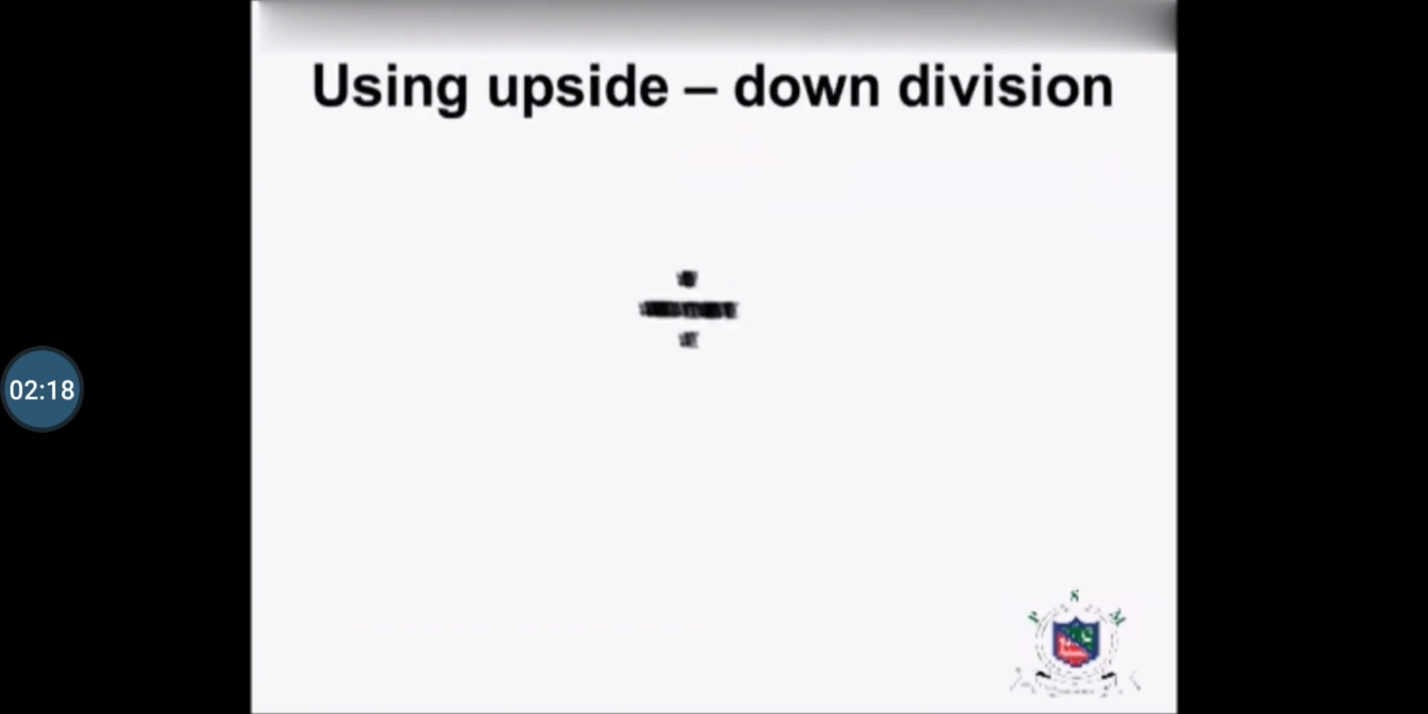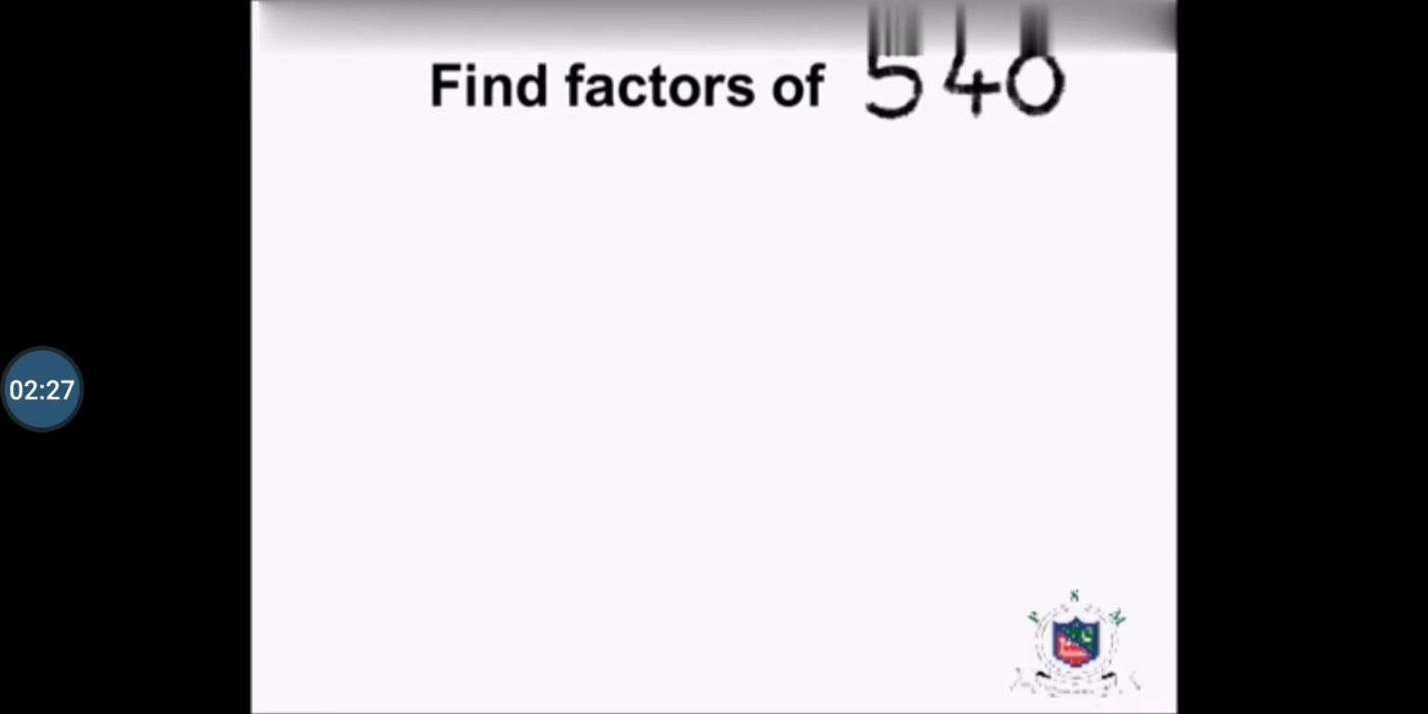So let's learn about the prime factorization by using division method. So what is prime factorization? Prime factorization of a number means that the number is expressed as a product of prime factors. Now let us use the upside down division method and do the prime factorization. So let us solve this example.